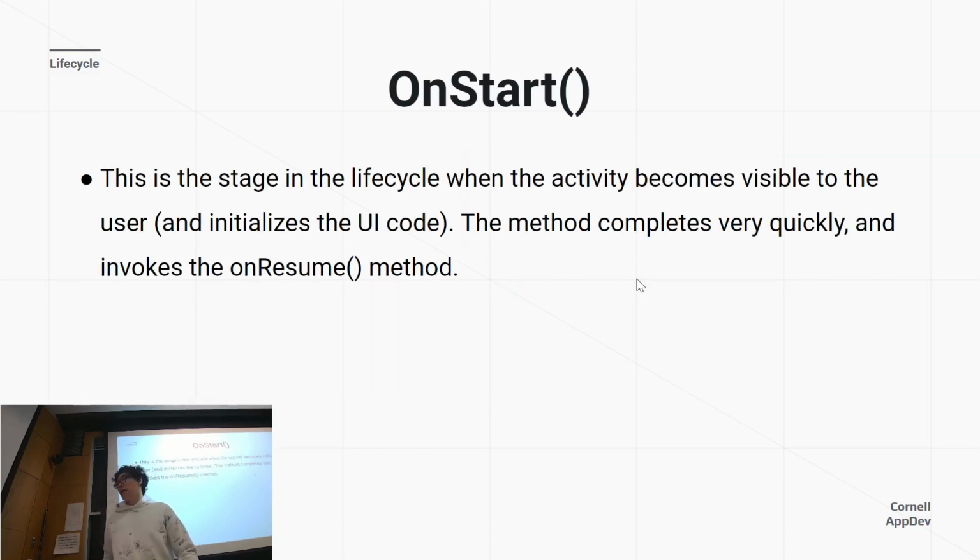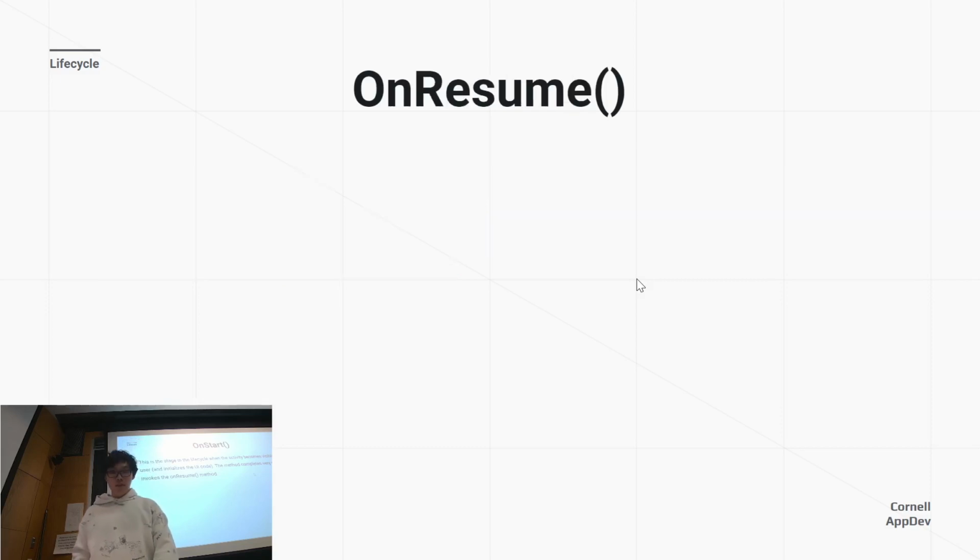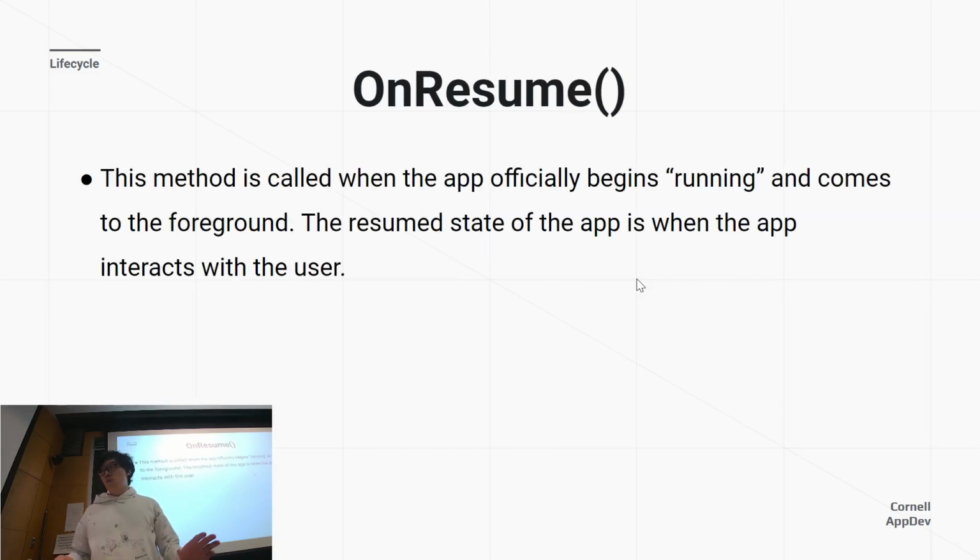So for onStart, this is the stage in the life cycle where the activity becomes visible to the user and actually initializes the UI code. This part is very, very quick, and it will then proceed to onResume. One of the reasons you might want to use this is because it takes a while to load in all your UI components. You might notice when you're loading into an app, you'll have a bunch of white boxes representing where UI components will go. Well, this is an example of why you would actually use this, right?